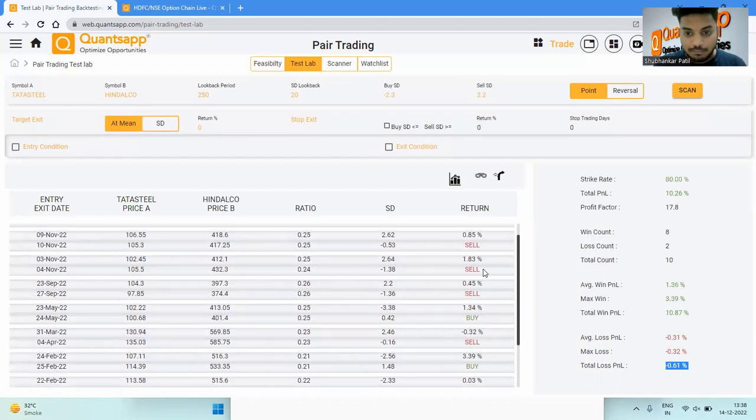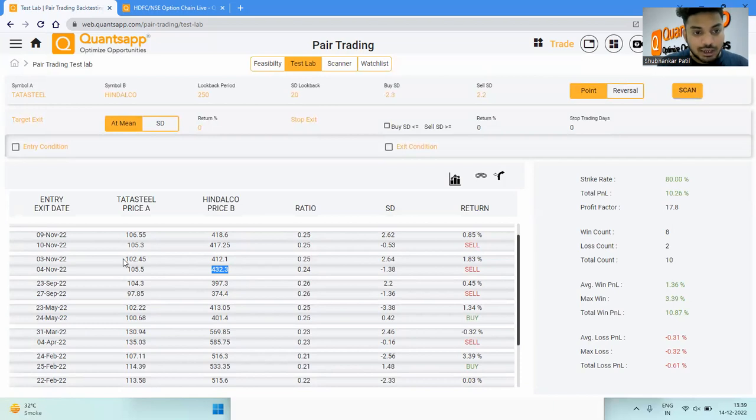So see, this sell means, or whatever the signal is, the sell means over here that you sold Tata Steel and bought Hindalco. Let me explain this to you. This is a sell signal. That means on 3rd of November, you sold Tata Steel at 102.45. On 4th of November, you exited that position. Similarly, on 3rd of November, you bought Hindalco, and on 4th of November, you sold Hindalco back to the market.